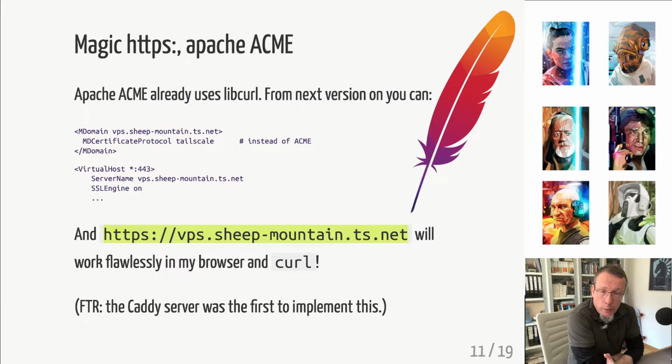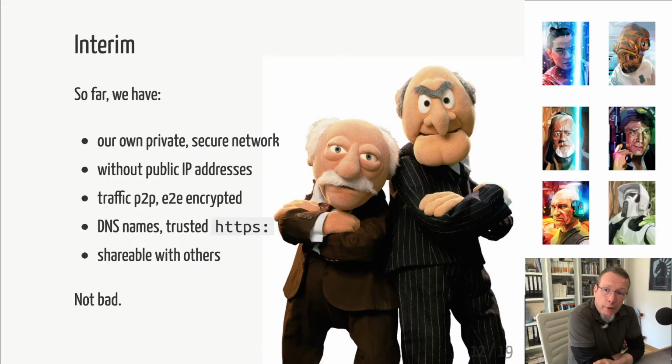And we have in our Tailscale network HTTPS working with our Apache server from all our Tailscale nodes. And it will be accepted by browsers and curl just like any valid public website. It's a real certificate. There's no other things you need to do. You can just use it and you have a secured connection. Inside the Tailscale secured network connections anyway, but you have a secure HTTPS. For the record, the Caddy server was the first to implement this, and that's where I got the idea from to do this also for Apache. So we have our own private network without public IP addresses, shareable with friends, and with valid HTTPS. This is all very nice so far.